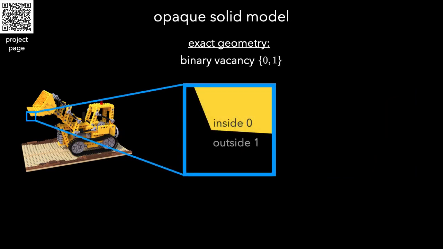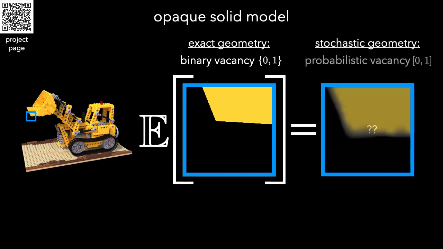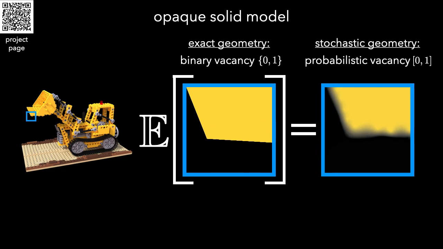Let's now consider an opaque solid such as the Lego truck. We represent the Lego truck using a binary vacancy, which equals 1 in the exterior and 0 in the interior of the truck. During reconstruction, we don't know the binary vacancy exactly, as there's uncertainty about which regions of space are vacant. We can manage this uncertainty using volume rendering by working out an appropriate stochastic geometry representation and a corresponding free flight distribution. As in the microparticle case, our stochastic representation is the expected value of the binary vacancy, which is a probabilistic non-binary vacancy.